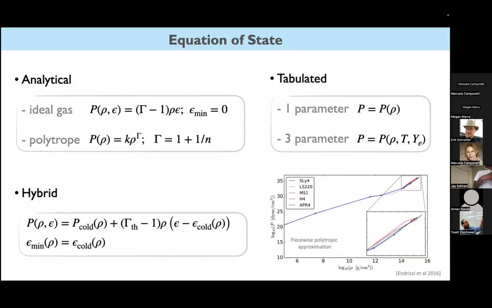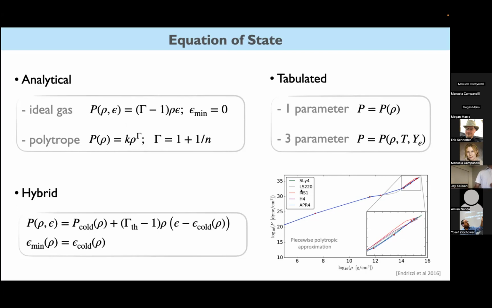Now, apart from that, to close the system of equations, you need an equation of state, which is basically what pressure you have in your system. So depending on the astrophysical problem you have in hand, there are different kinds of equations of state that exist in the market. The simplest forms are the analytical ones, where you describe the behavior of an ideal gas or the polytropic gas. And then you can also have the more complex ones, which are tabulated, which could be one parameter, or even the complex one, including 3 parameters, where pressure is a function of density, temperature, and the electron fraction. These are more typically used, for example, in neutron star merger simulations.